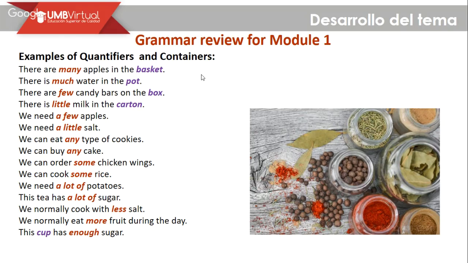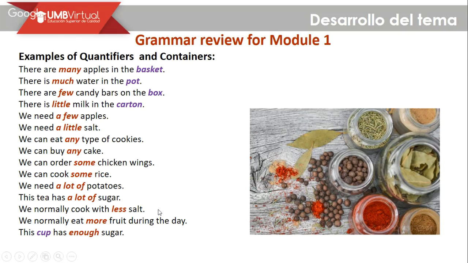We can order some chicken wings. We can cook some rice. We need a lot of potatoes. This tea has a lot of sugar. We normally cook with less salt. We normally eat more fruit during the day, and this cup has enough sugar, okay?